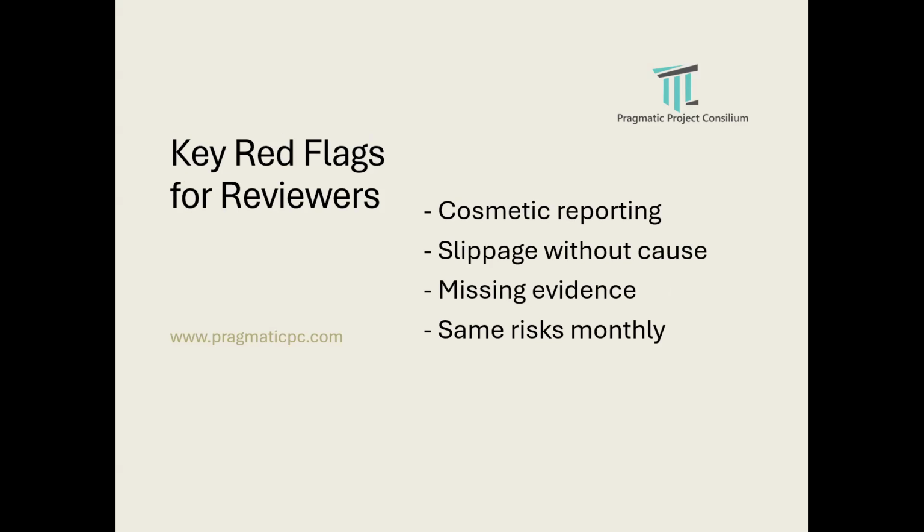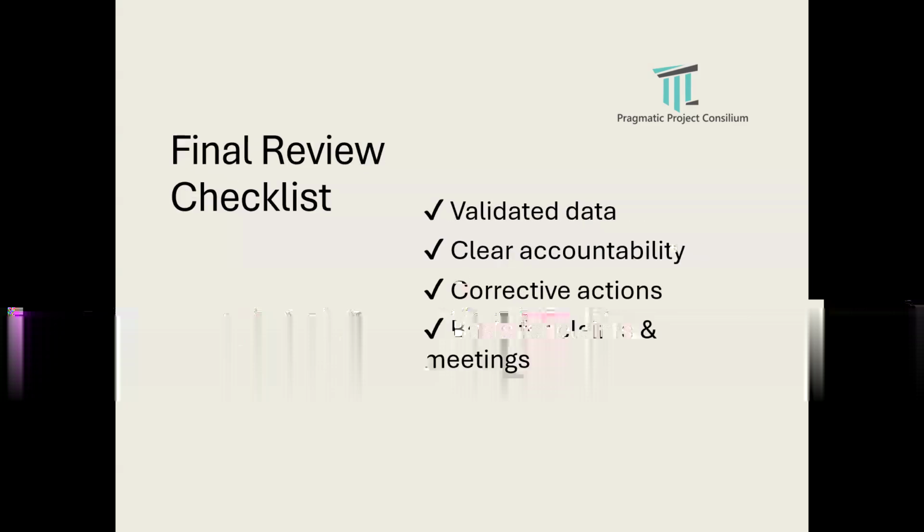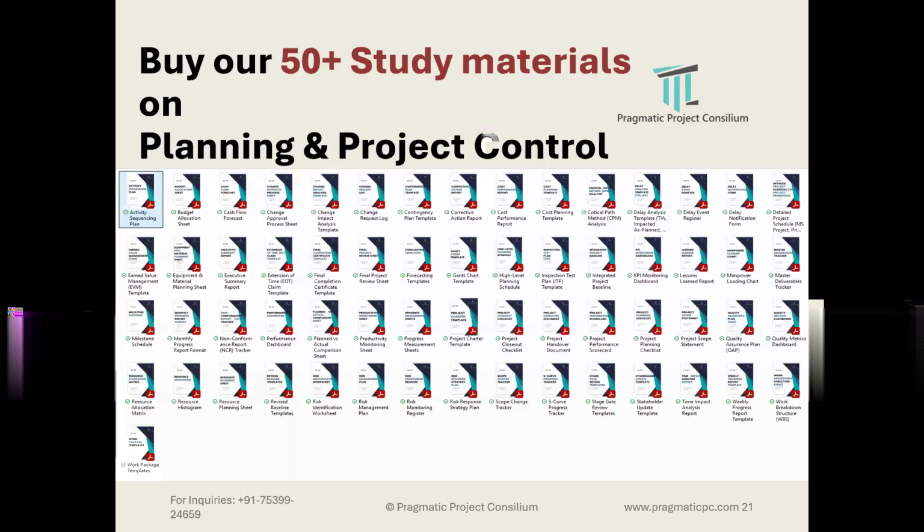Key red flags. Are there any slippages, any delays, and what are the missing evidences? Whether the risks we have mitigated or the risk is getting increased day by day, that has to be monitored. And this is a small final review checklist: whether the data has been validated, who is clearly accountable, what the corrective actions are, what claims we have listed, and whether we are going to have a separate meeting to resolve these claims. These things have to be very clearly written.